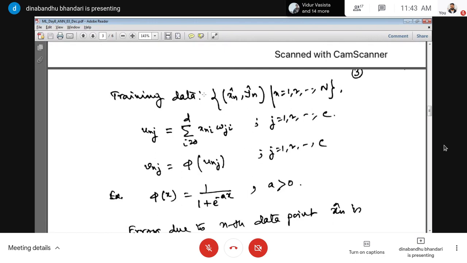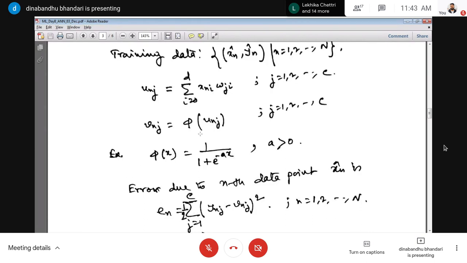Now again, I have written here, this is our training data. Unj, the accumulated signal to the jth output node, is the summation of xni wji, i equal to 0 to d. Vnj is a simple mapping of this unj to 0 to 1, that is phi of unj, j equal to 1 to c, and this phi is this function.